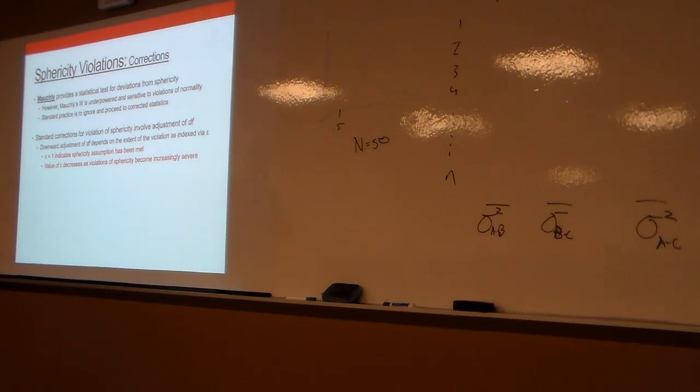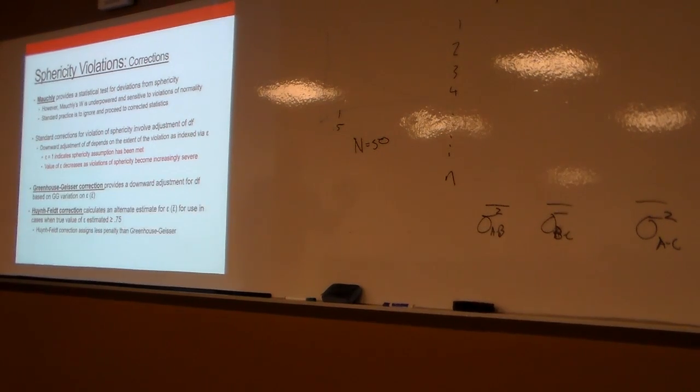If we've met our sphericity assumption, epsilon equals 1. But as our violation of sphericity increases, epsilon is going to decrease, and the penalty we incur for that violation is going to become increasingly severe. Basically, we're setting the benchmark farther out to claim statistical significance based on this correction.